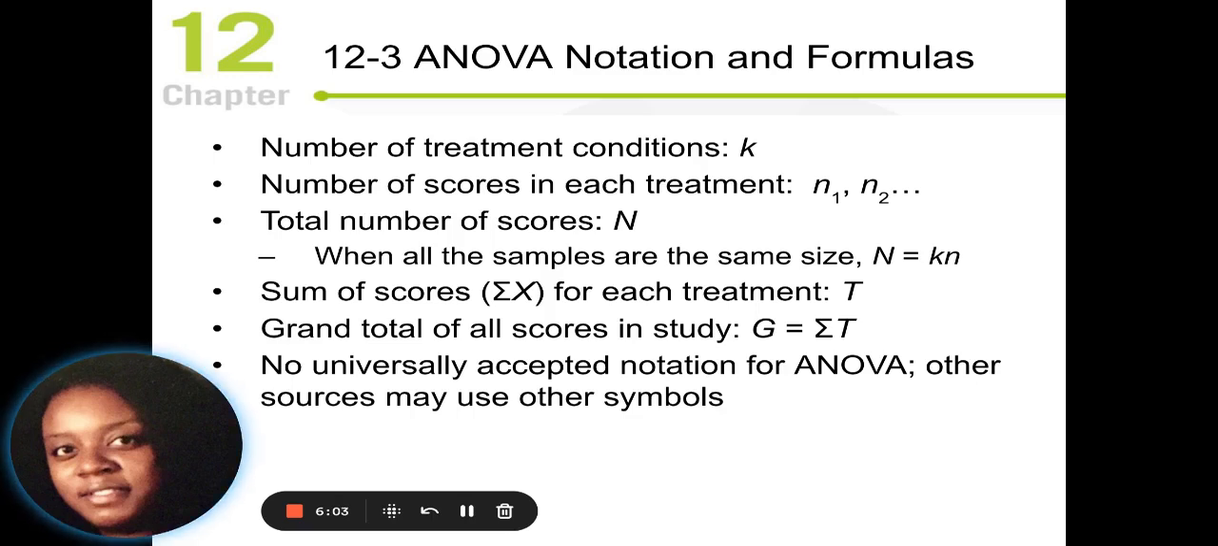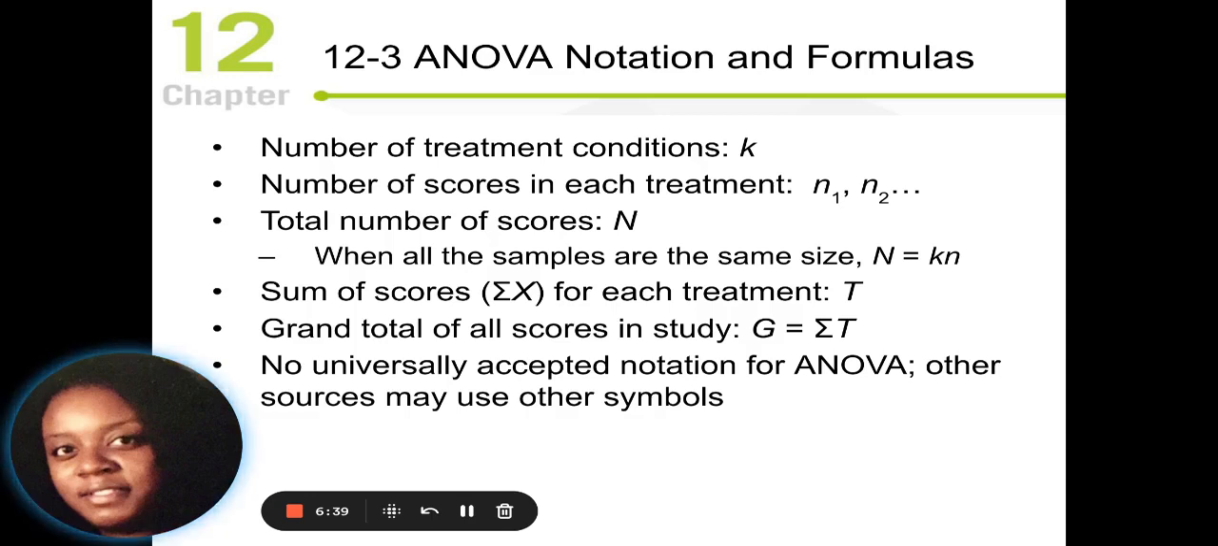So when we have the analysis of variance and we use notations and formulas, the number of treatment conditions is indicated by K. The number of scores in each treatment is indicated by n1 and n2. The total number of scores is N, capital N. When all those samples are the same size, then N is going to equal kn. The sum of scores for each treatment is T, capital T. And the grand total of all scores is capital G, the sum of T.